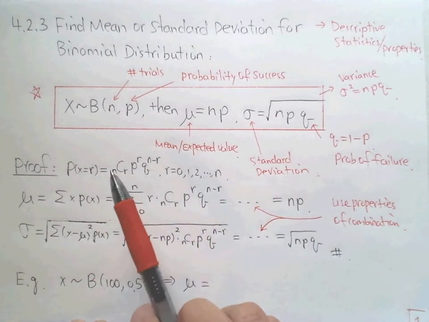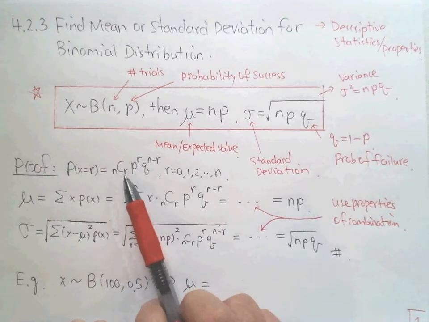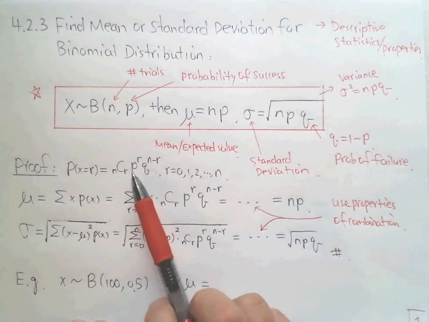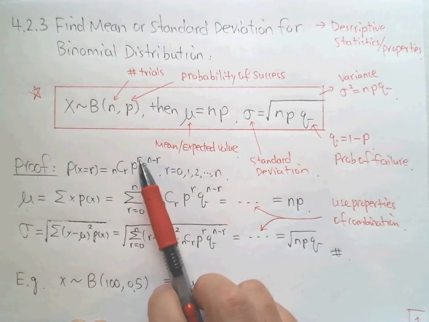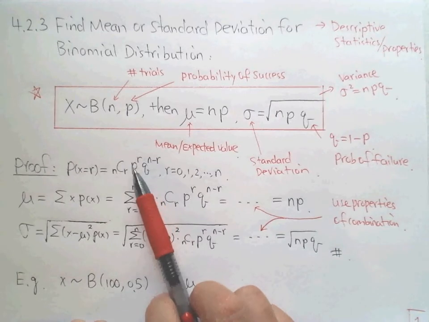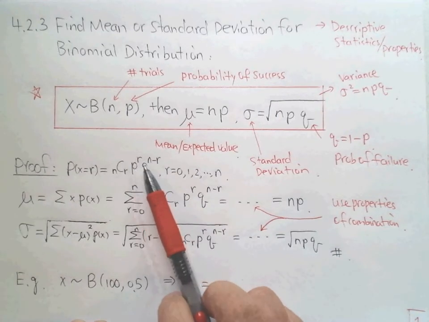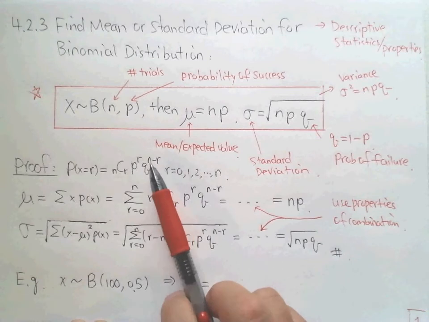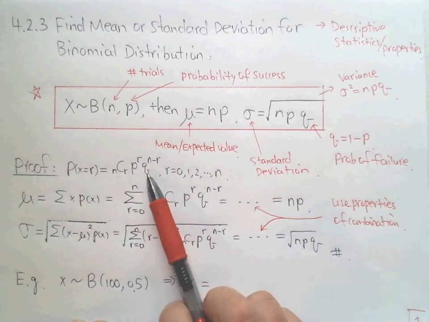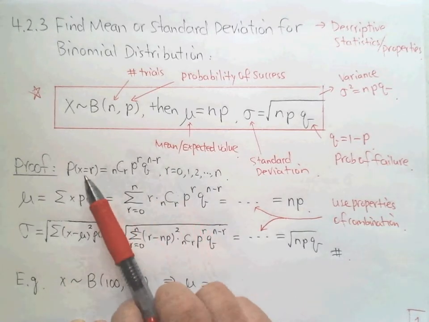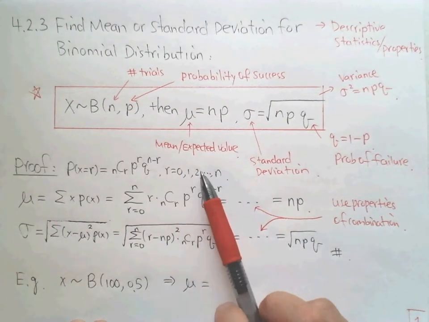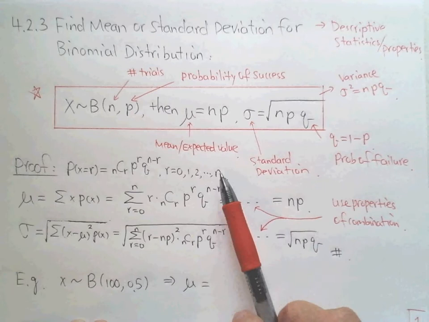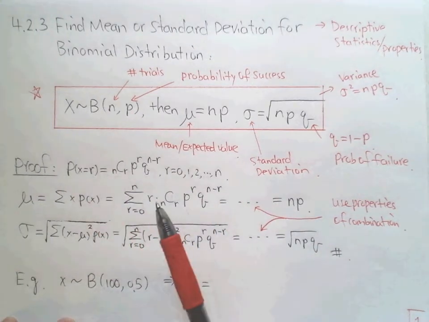The first part is a combination: we choose r from n. And then p raised to the r, where p is the success probability. Each success has a probability p. And then n minus r failures, each failure has the probability q, which is 1 minus p. What are the possible values for the number of successes? From 0, 1, up to the maximum of n successes. Remember this.